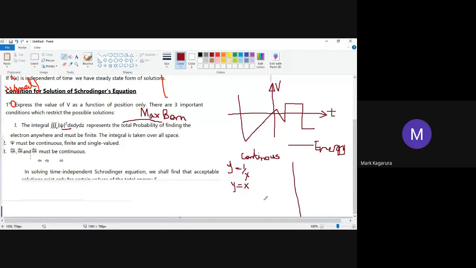So let's see. We're going to first plot y is equal to x. So y is equal to x means for, okay, which one is y, which one is x? That's a good question. So you have y and x.